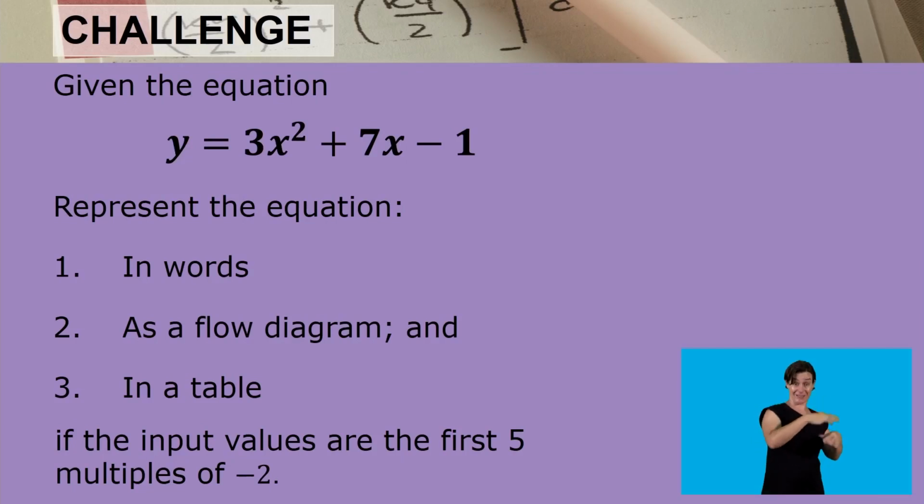Let's end off our lesson with a nice challenge. So given the equation y = 3x² + 7x − 1, represent the equation in words as number 1, number 2 as a flow diagram, and number 3 in a table if the input values are the first 5 multiples of negative 2. That is a nice challenge, but I know that you can do it.